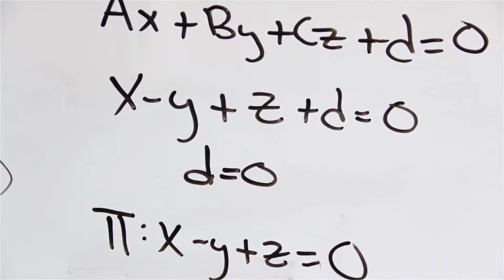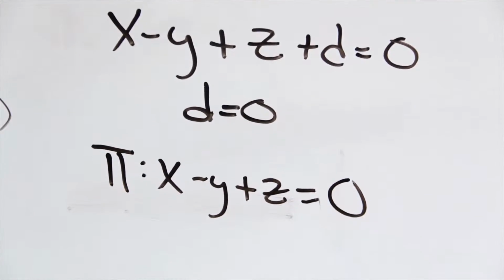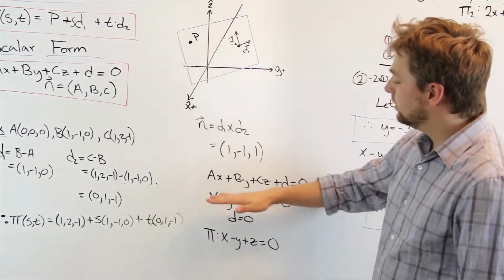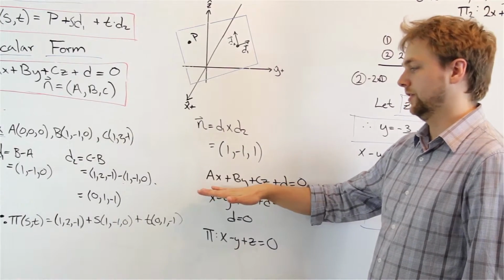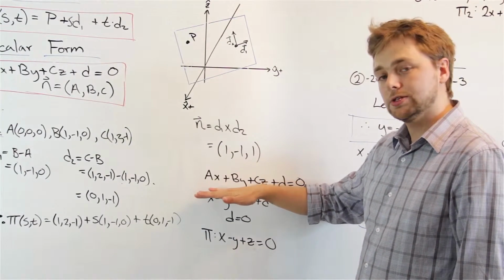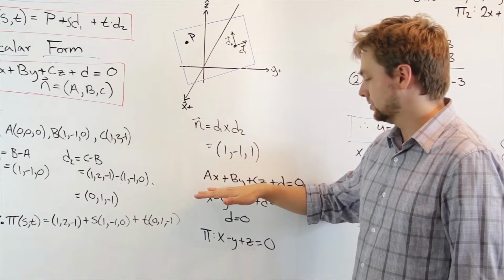We're missing one piece of information, however. We're missing this constant d. Well, how can we determine it? This equation must be true for all points on the plane. So if we were to know some points on the plane, we could plug one in and solve for d.